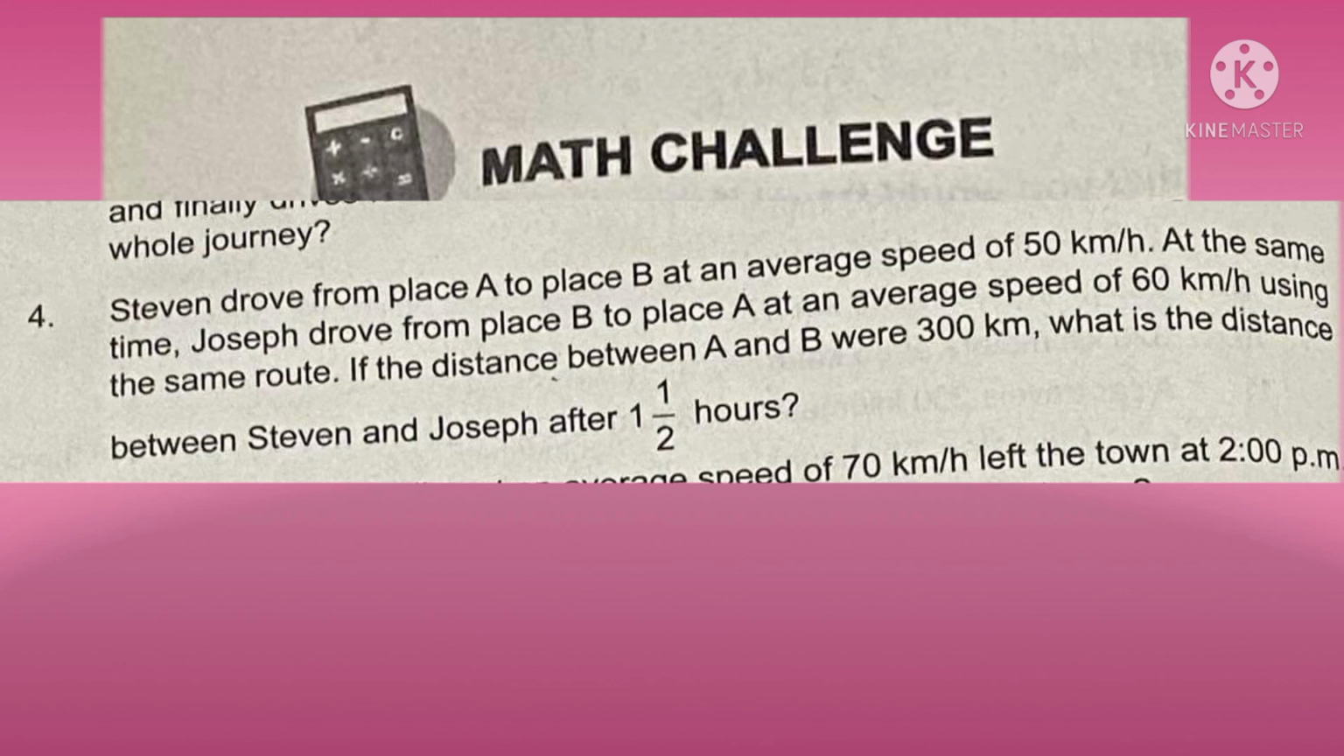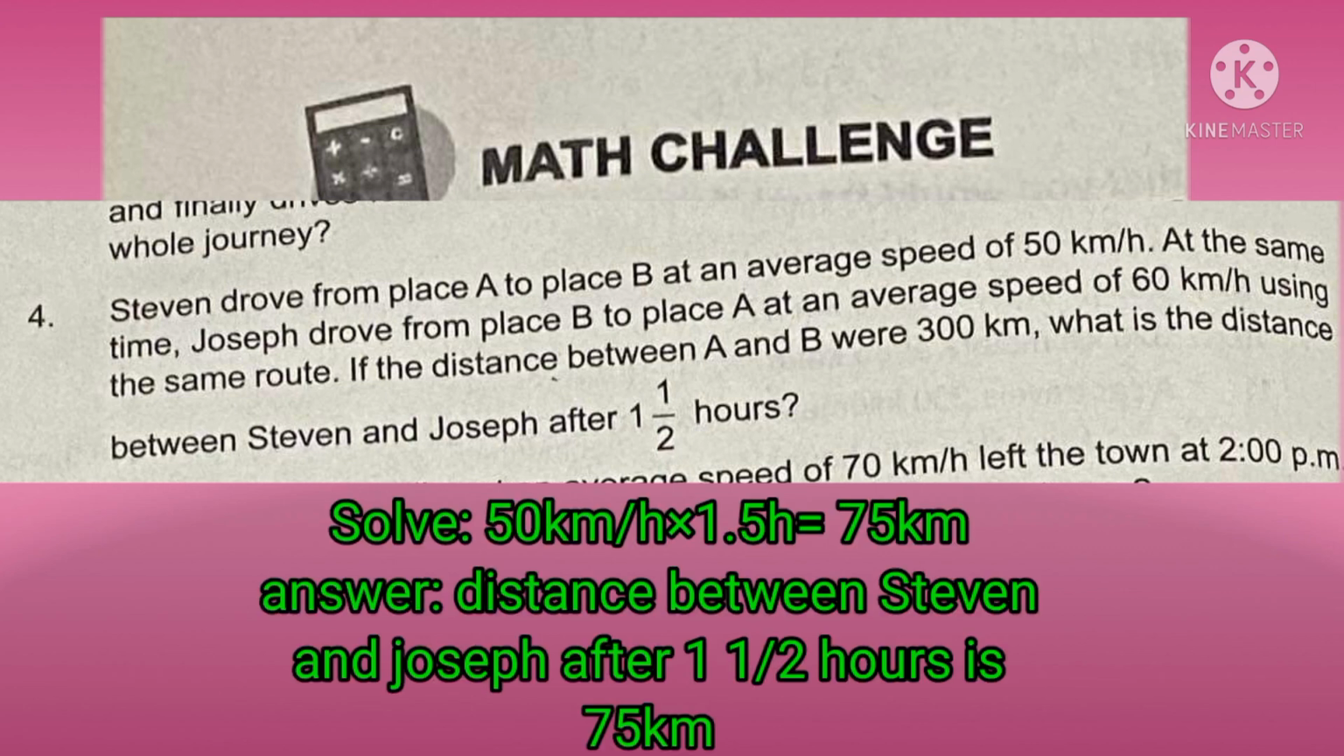What are the given facts? Steven A to B, 50 km per hour. Joseph B to A, 80 km per hour. Distance A and B, 300 kilometers and 1.5 hours. Plan, what operation to use? Multiplication. What is the equation? 50 times 1.5 is equal to N. Solve. 50 km per hour times 1.5 hours is equal to 75 km. Answer: the distance between Steven and Joseph after 1.5 hours is 75 km.